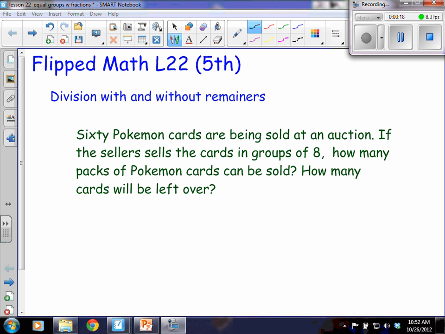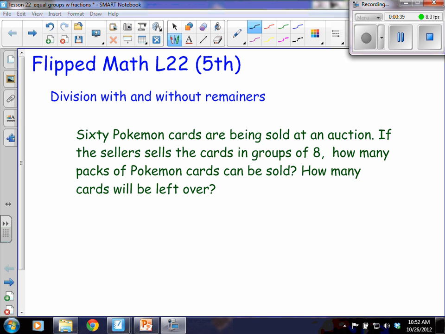We can start with our word problem here, which says 60 Pokemon cards are being sold at an auction. If the sellers sell cards in groups of 8, how many packs of Pokemon cards can be sold? And then we also want to know how many cards will be left over. And so we can start by looking at this.